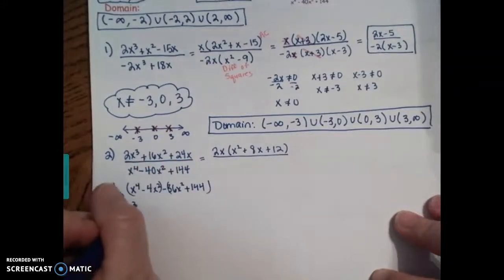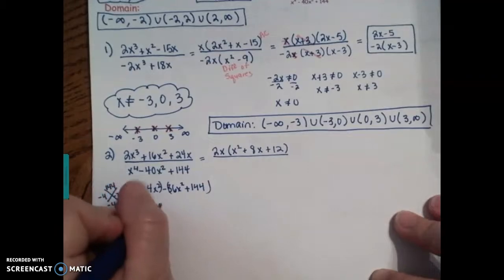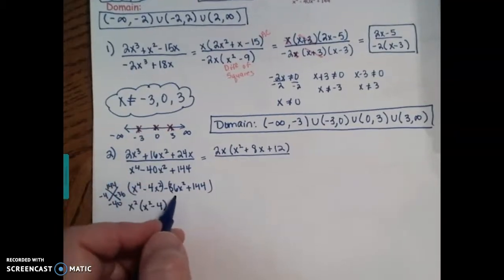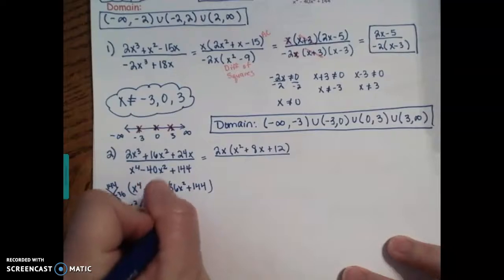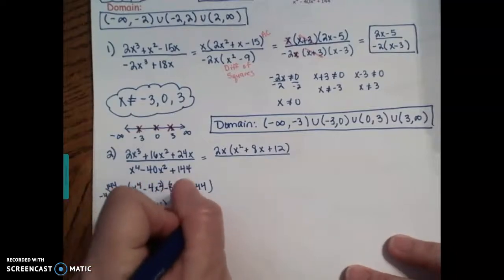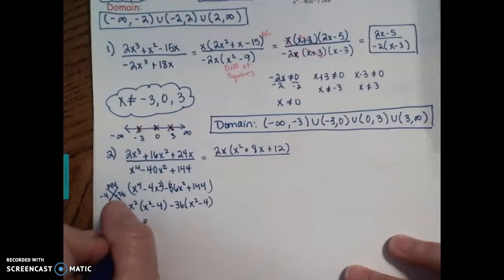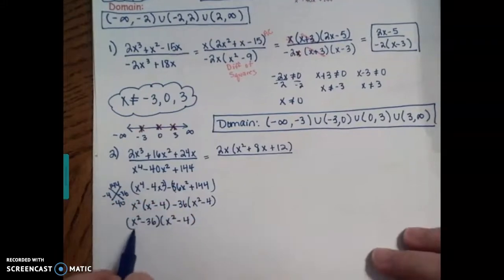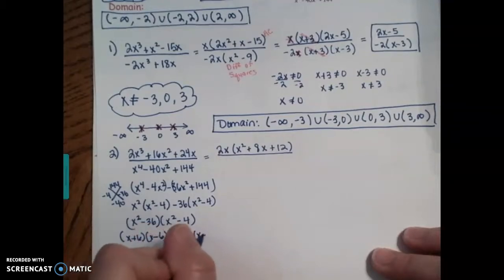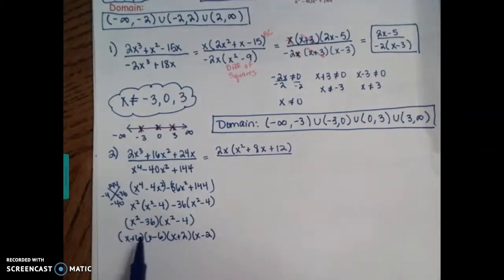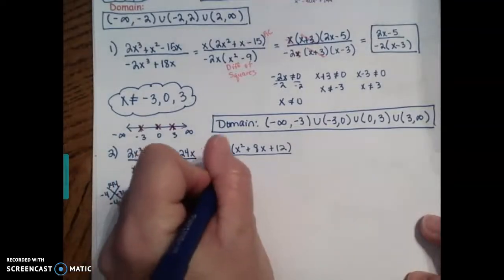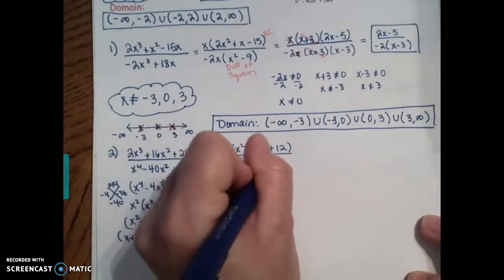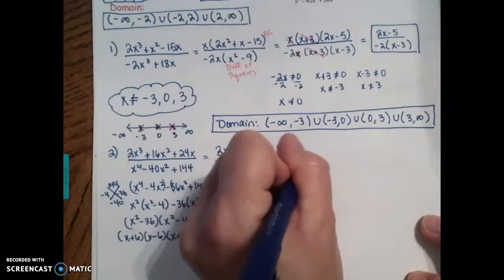So here GCF is going to be x squared. That's going to leave me x squared minus 4. Here our GCF is going to be 36. That's going to leave me x squared minus 4. So we have x squared minus 36 and then x squared minus 4. But then guys, this is a difference of squares. So that's x plus 6, x minus 6. That's a difference of squares. So that's x plus 2, x minus 2. Oh, so we had a lot of factoring going on there. So we have x plus 6, x minus 6, x plus 2, x minus 2.